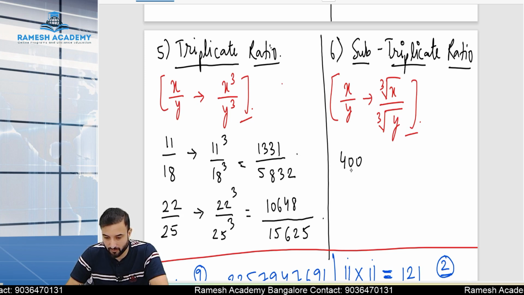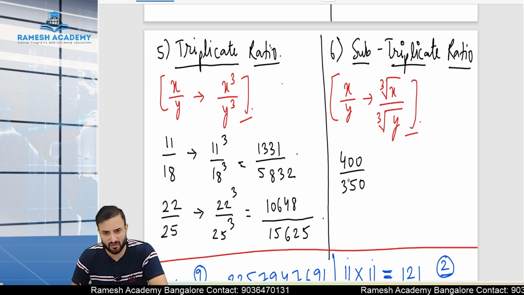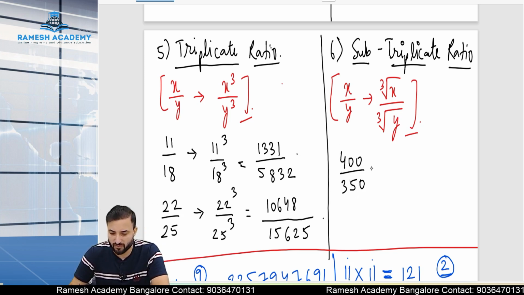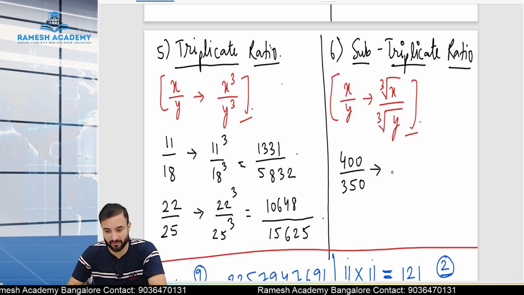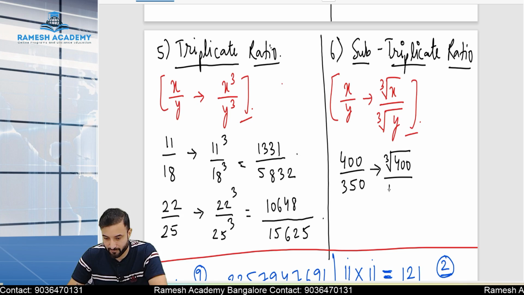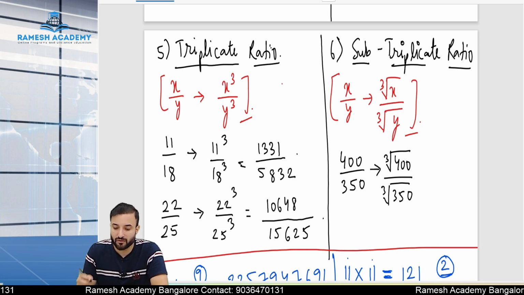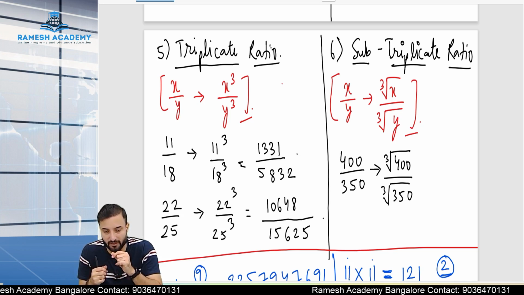400 divided by 350. 400 divided by 350. So what we have to do, guys? 400 divided by 350 means this is a given ratio. We have to find the subtriplicate ratio. So subtriplicate ratio means, see what will happen, for the given ratio we have to do the cube root of that ratio.